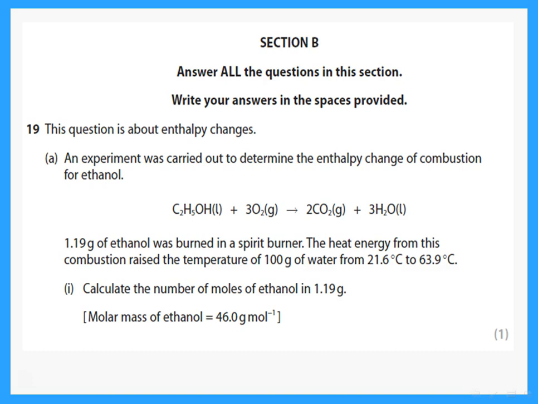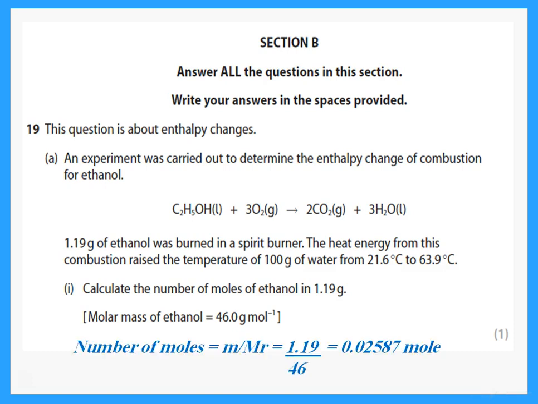Calculate, first of all, the number of moles of ethanol. Of course, number of moles, how do we calculate it? It is mass over molecular mass, and he already gives me the molecular mass. So all I do is the mass that he gives me divided by the molecular mass. This gives me the number of moles of ethanol.